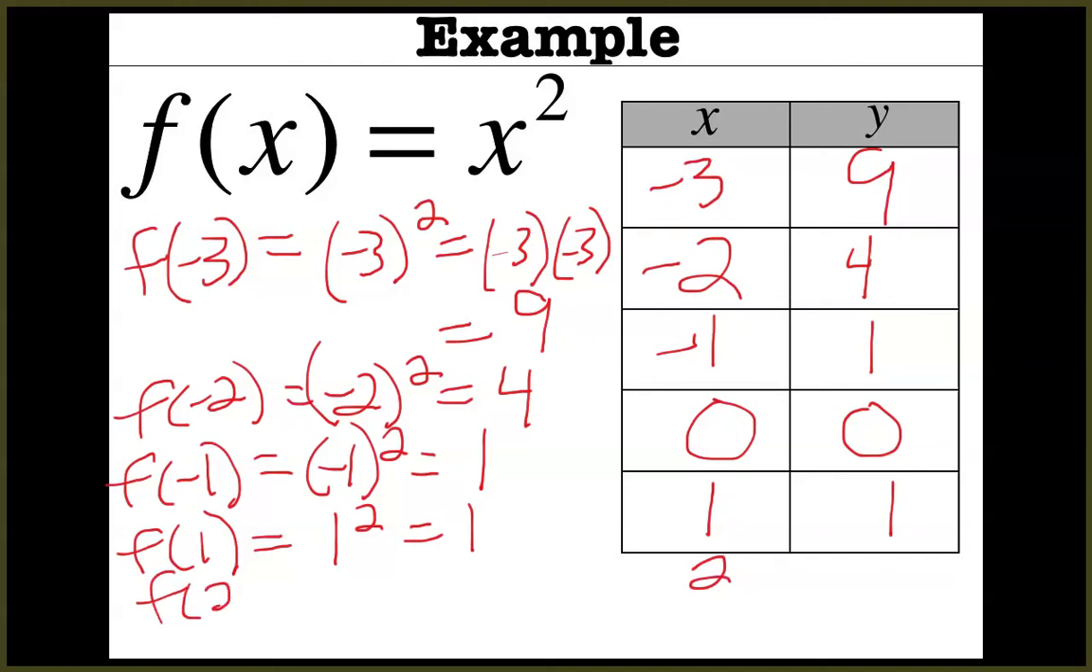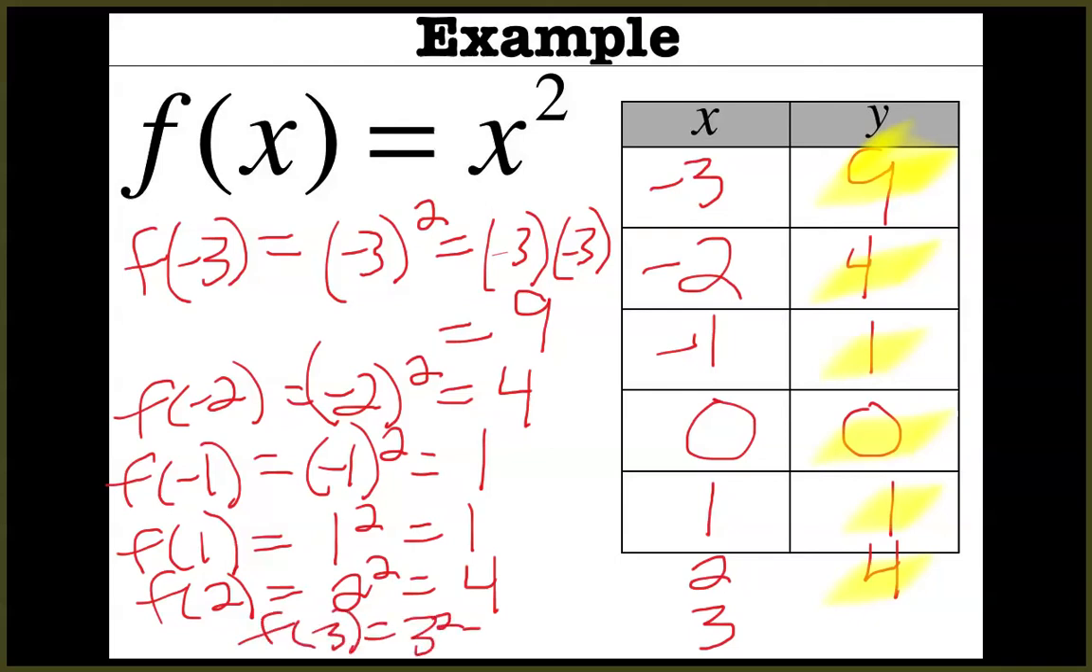And I could keep going here and plug in 2. What's f of 2? Well, f of 2 would be 2 squared. You put a 2 in, you get a 2 squared out. And notice here that I started at 9, and then 4, and then 1, and then 0, and then 1, and then 4. So guess what's going to be next when I plug in my next number? It's probably going to be kind of symmetrical here. If I plug in a +3, I'm going to get 3 squared, which comes out to +9. Isn't that interesting that those numbers kind of are a mirror image of each other?